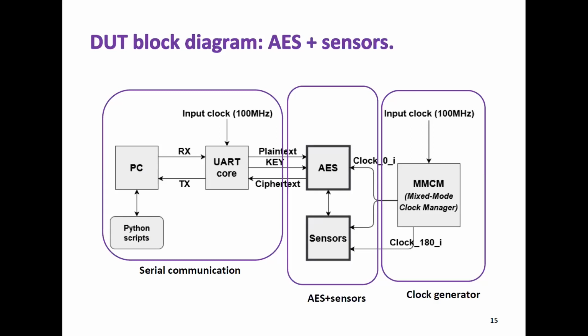In addition to this block, we have a serial communication block to communicate data, plain text, and ciphertext in between. In addition to that, we use a clock generator block. It's given by an FPGA in Vivado, which is generating several clocks, clock 0 and clock 180, toggling the sensors and the AES block.